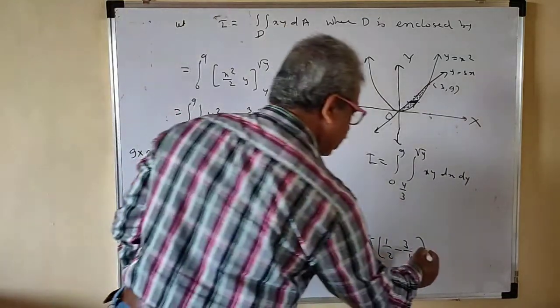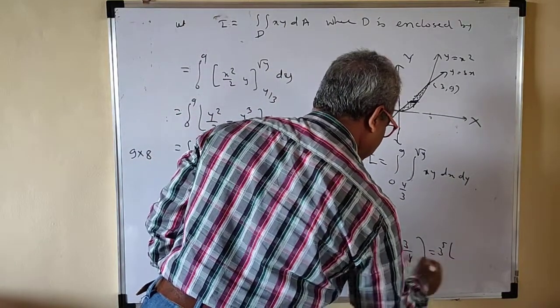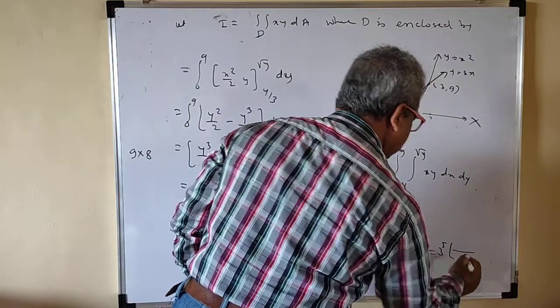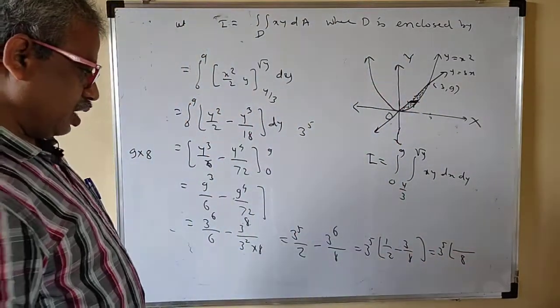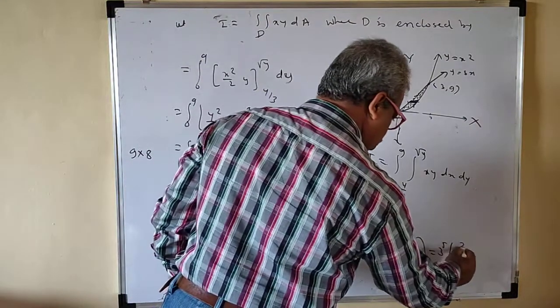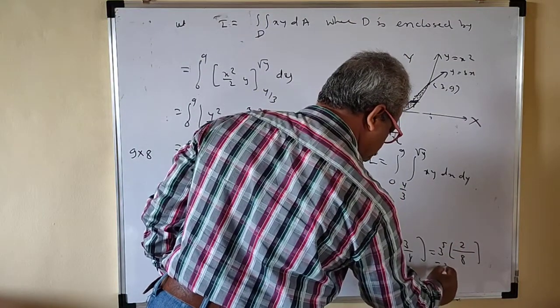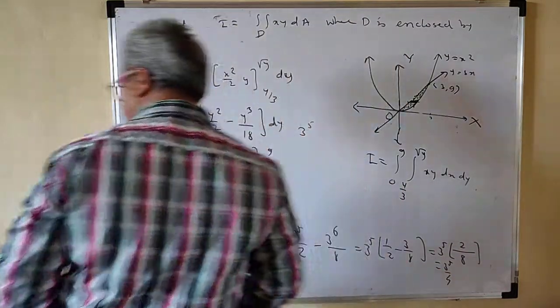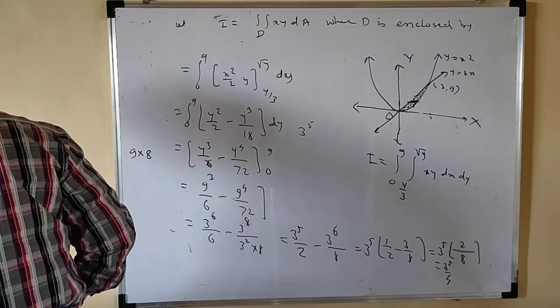Now this is 3 to the power 5. So I will take 8, then 8 minus 6. So this is 2, so this is 1 by 4. So 3 to the power 5 by 4. What is the answer?